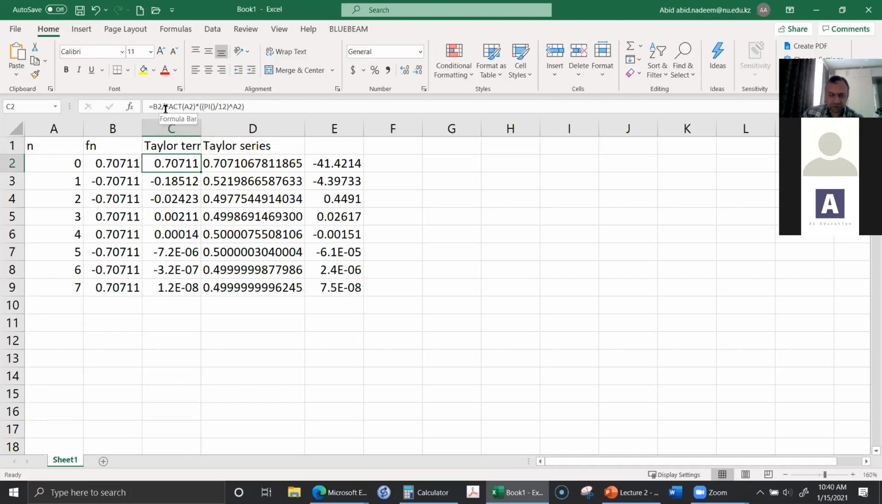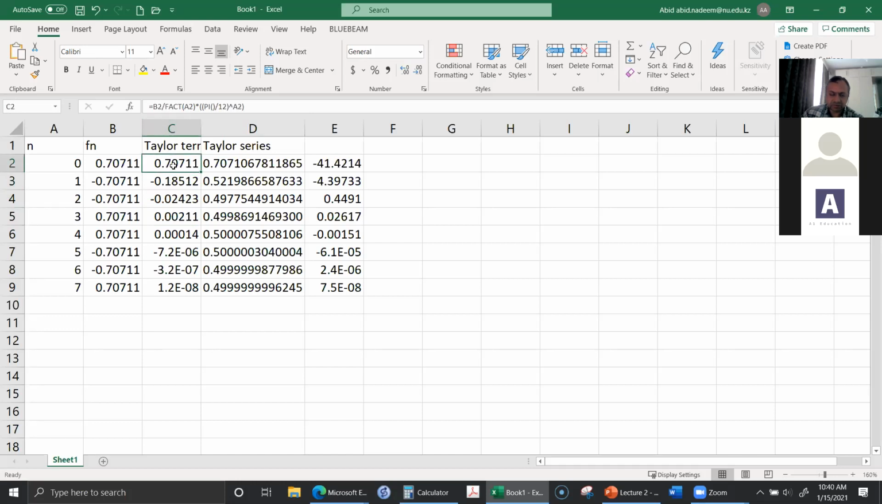Okay, for the factorial there is the fact function, and then multiplied by the pi by 12, which is the value of the h. Okay, so in this case you can formulate it over here, and then each term will be calculated. So that will be the Taylor term.